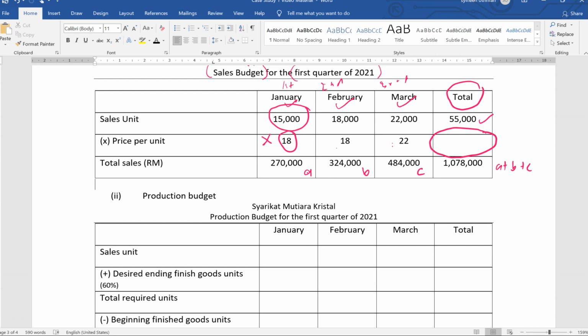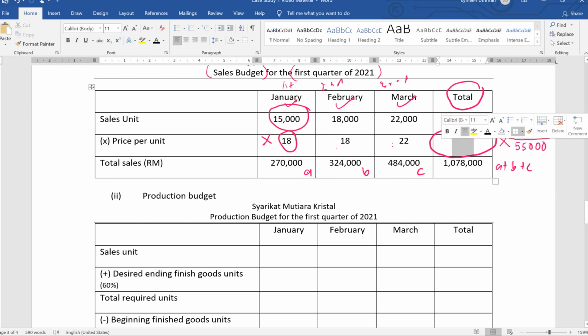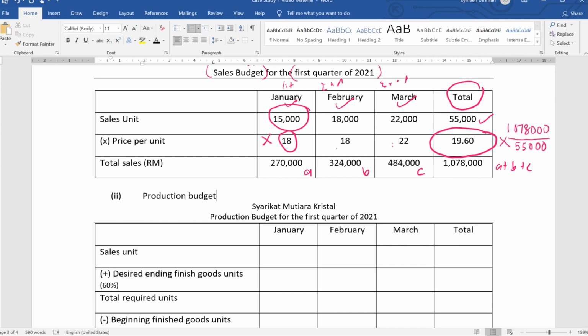Okay. And kita tahu unit dia ialah 55. So how do I find X dekat sini? So X ni ialah 1,78,000. Madam akan bahagikan dengan 55,000 unit. Okay. So kita akan dapat harga untuk purata. Okay, so jangan silap sebab setengah student dia akan ambil 18 campur 22 bahagi 3, which is wrong. Sebab your average is actually for overall. Purata ialah untuk semua unit kan.